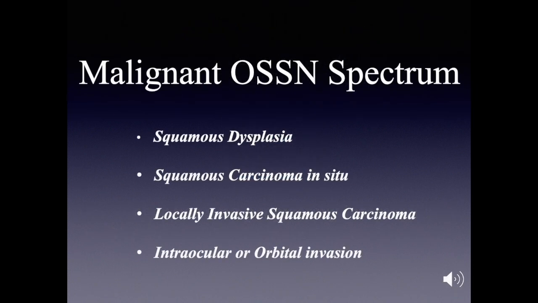Malignant ocular surface squamous neoplasia constitutes a spectrum of presentations or diseases. Starting from the least invasive to the most, there exists squamous dysplasia, squamous carcinoma in situ, which means within the conjunctival epithelium, locally invasive squamous carcinoma, which means when the cancer has invaded deep to the conjunctival epithelium, and cancer that invades either the eye or the orbit.